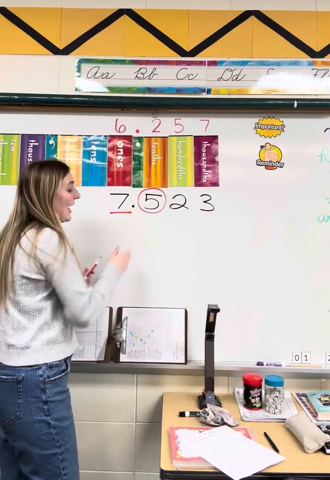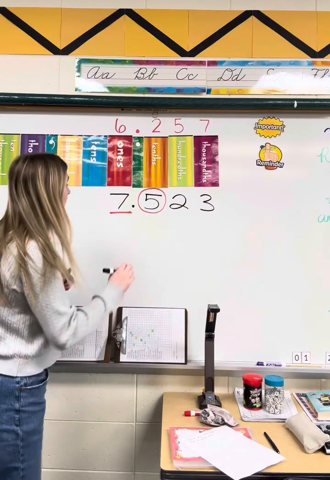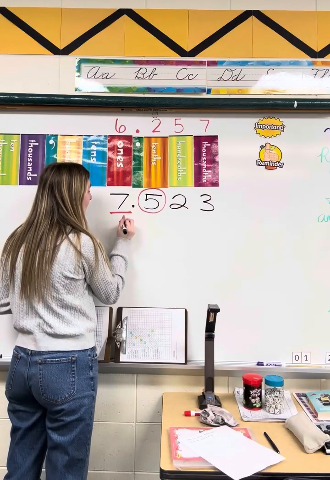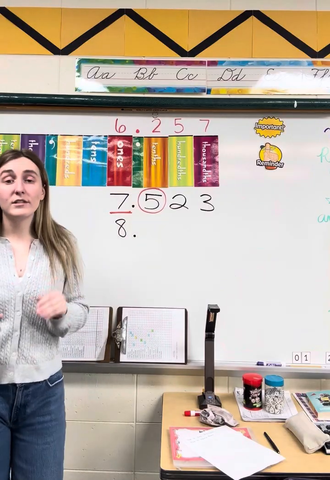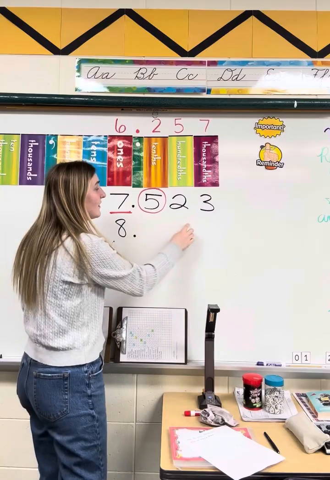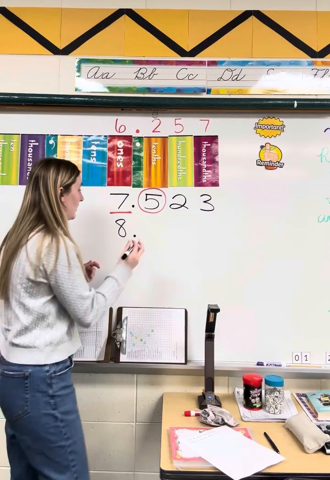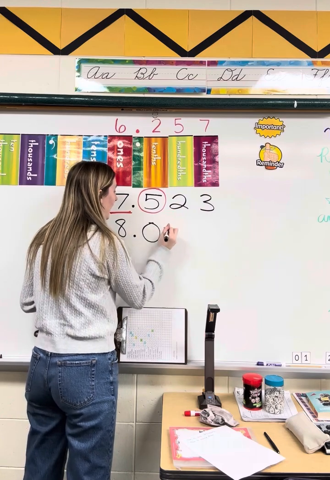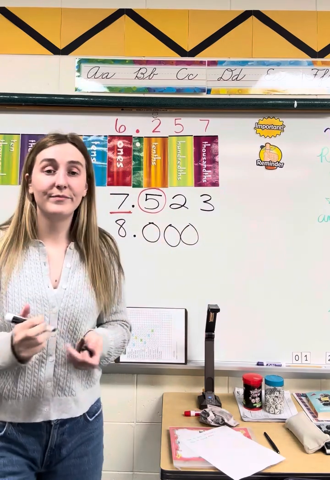So this is a 5. That means that we are going to round up. This number will now become 8. And we always remind our students that after we use our helper friend, the numbers behind it turn into zeros. So this would become 8, but we have to make sure that we add our 3 zeros to the end of it.